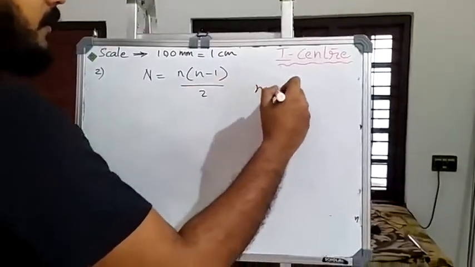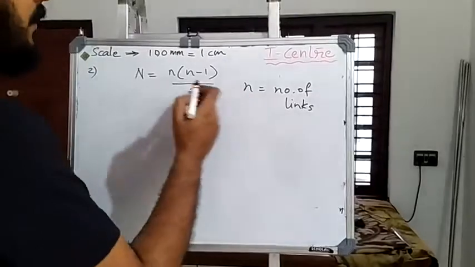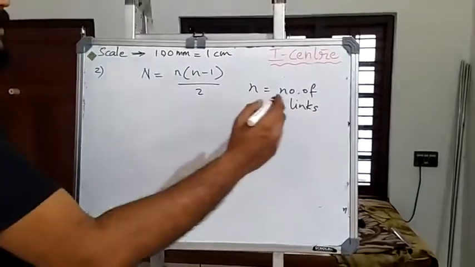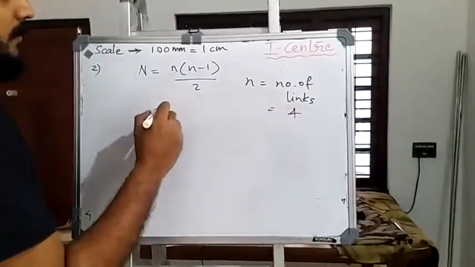For that, we have an equation N is equal to n into n minus 1 divided by 2, where small n represents the number of links. Now, here the number of links is 4. So, let us find out the capital N, which is equal to the number of I centers.